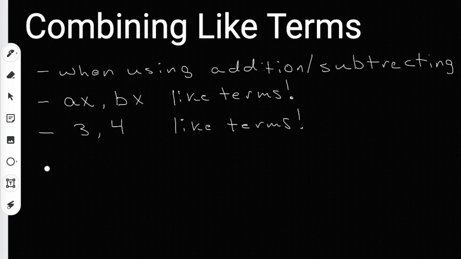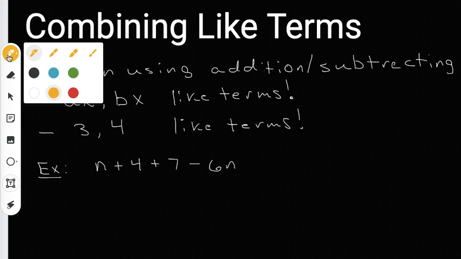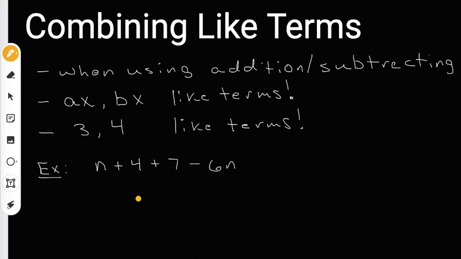So let's go through a couple examples of like terms just to show you how that works. Our first one is going to be n plus 4 plus 7 minus 6n. So we're given this expression and we're told to combine like terms. The first thing we need to do is identify which terms are like terms. Since we have an n and a negative 6n, notice how both of these terms end with an n. So these two terms are considered to be like terms. They end in the same variable.